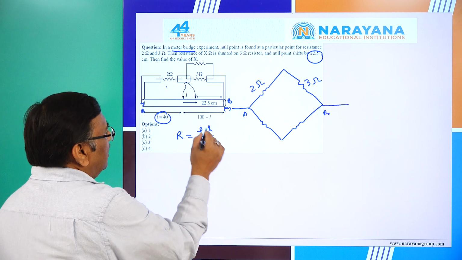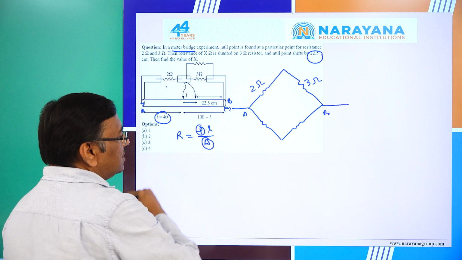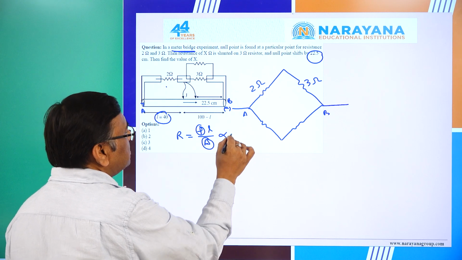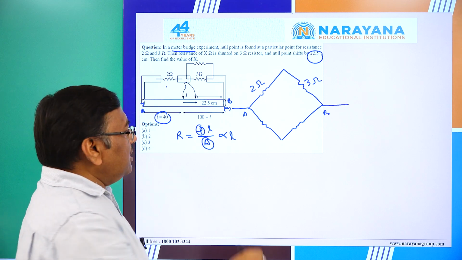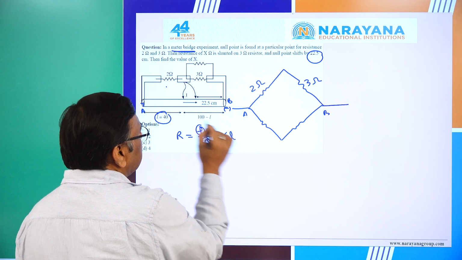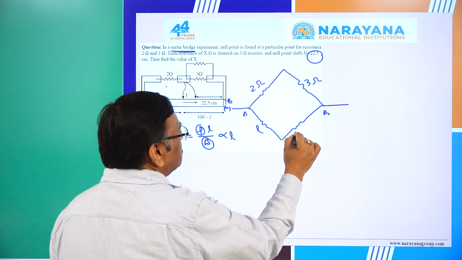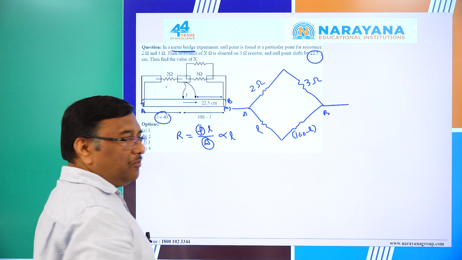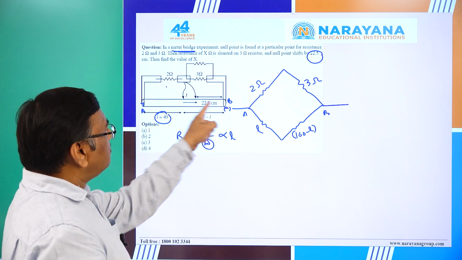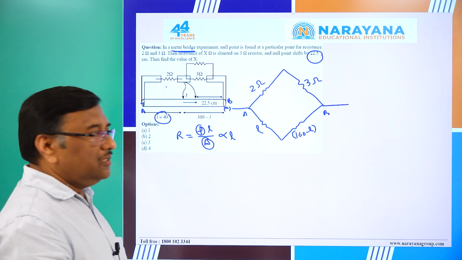So what we can say, if resistivity is the same and my area of cross section is the same, then if I write the proportionality, R is going to be proportional to L. If I consider this length to be L, then this length is going to be 100 minus L in centimeters, because you know in a meter bridge the total length of the wire is 100 centimeter, isn't it?